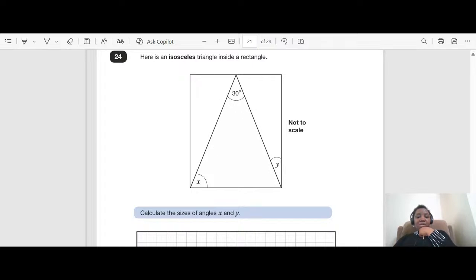Then I know that my x, the angle here and the angle here, will be equal to 180 minus 30 divided by 2. The angle here and the angle here, sorry, will be equal to 180 minus 30, which is 150. So this angle x will be 75. And then angle y will be 90 minus 75, which is 15.